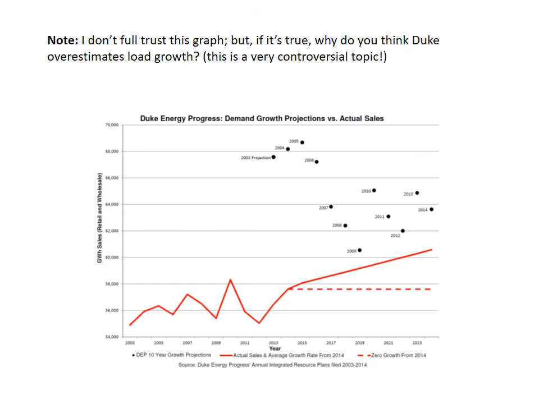But the red is not actually close to zero. It's actually close to 54,000. Anyway, the point is that Duke, at least on paper, overestimates what their electricity demand is going to be, right? Versus, as opposed to, what their actual demand has been, right? So why would Duke do this? Why would there be any systematic bias towards Duke overestimating load growth, right?